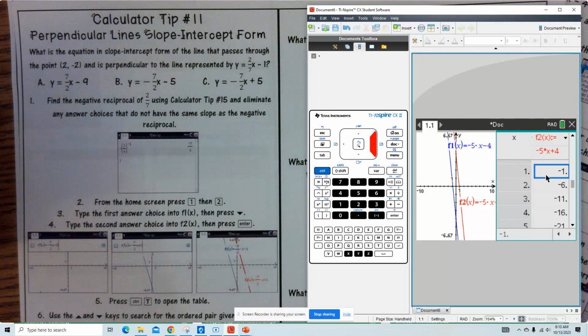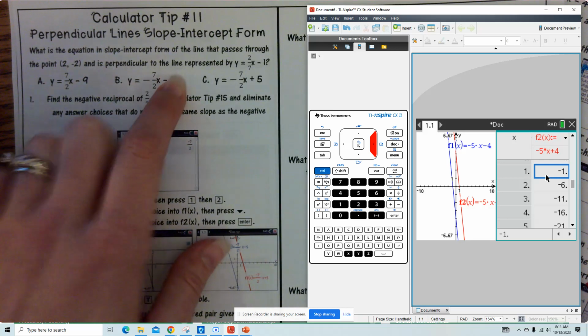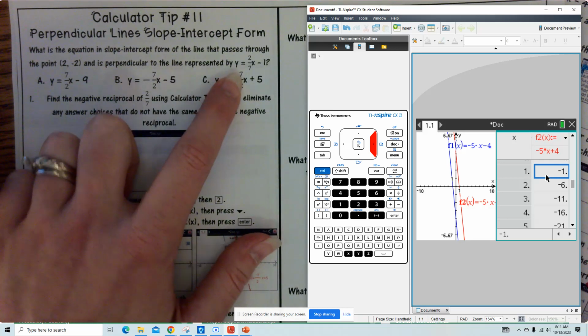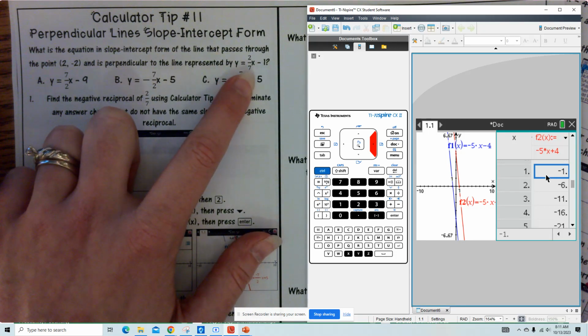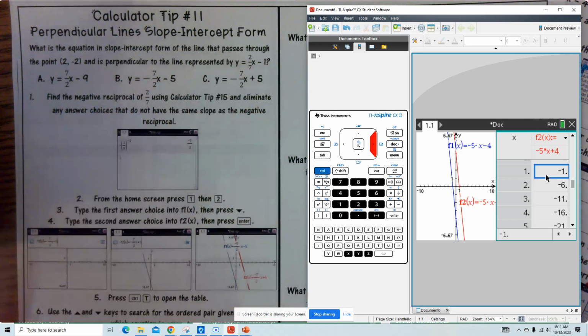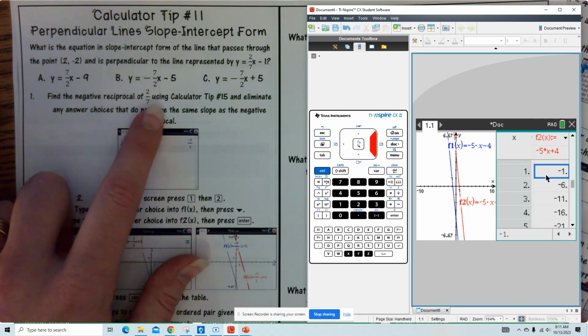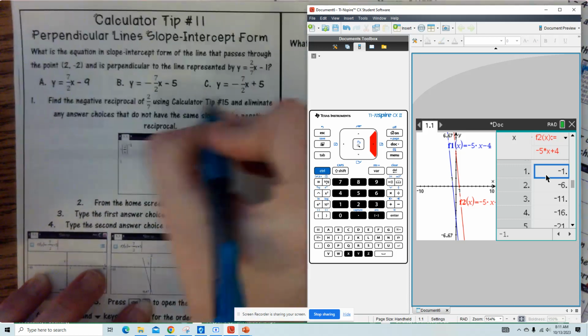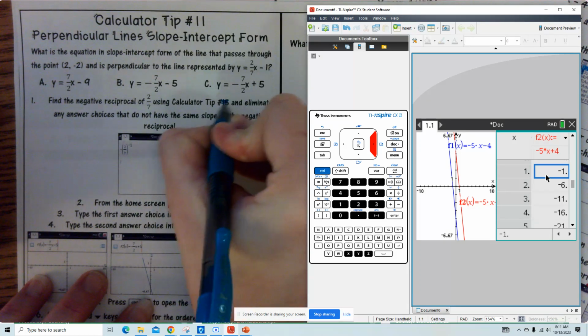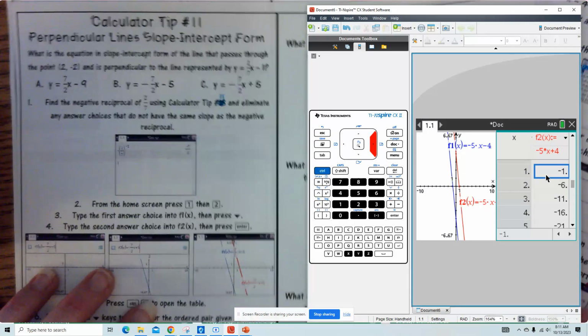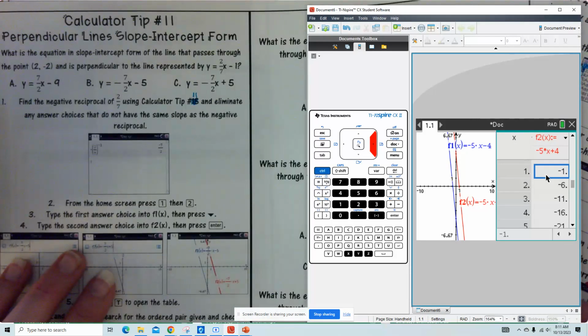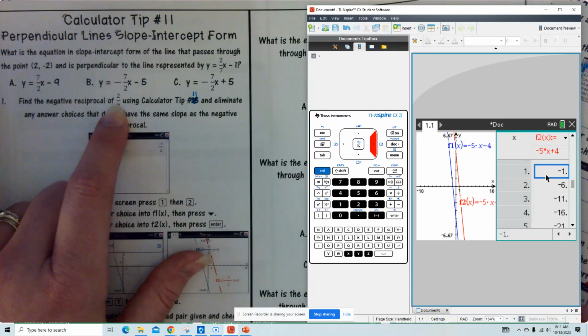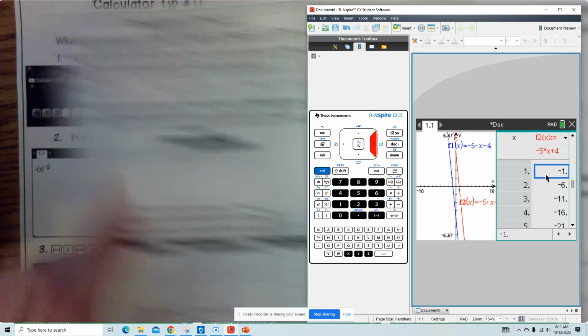So what is the equation in slope-intercept form of the line that passes through the point 2, -2 and is perpendicular to the line represented by y equals 2/7 x minus 1? So first thing we do is we find the negative reciprocal of 2/7 using calculator tip, that should say, sorry that I didn't get that fixed. It's calculator tip 11. It's the second page of this. Okay. So we need to find the negative reciprocal of 2/7.